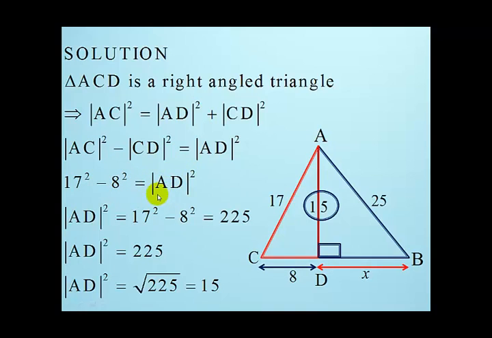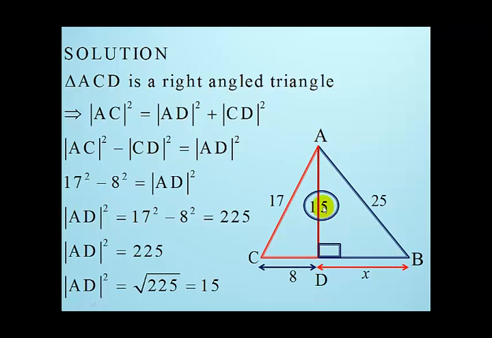Now this can be written as AD square equals 17 square minus 8 square. And 17 square minus 8 square is equal to 225. Now, if AD square is equal to 225, and we want to solve for AD, it means we have to take the square root of both sides. And taking the square root of both sides, the value of AD, that's the distance from A to D, is equal to the square root of 225, and that is equal to 15. And that is how come we have 15 here. This is now the distance from A to D. So we have the distance from A to D to be 15.